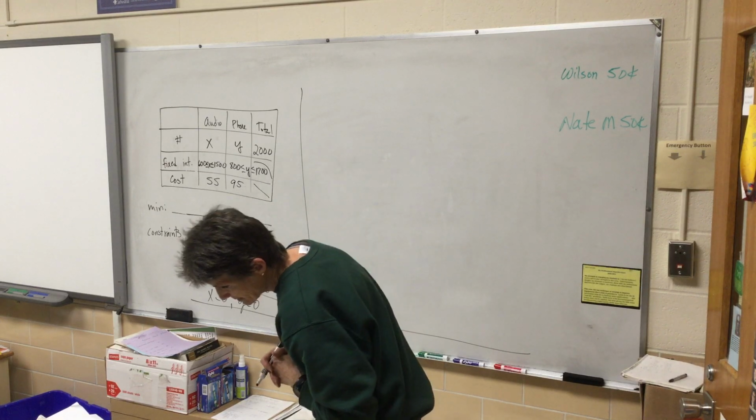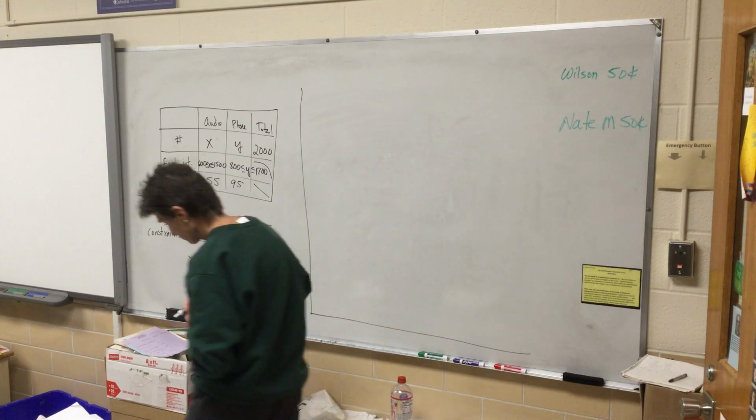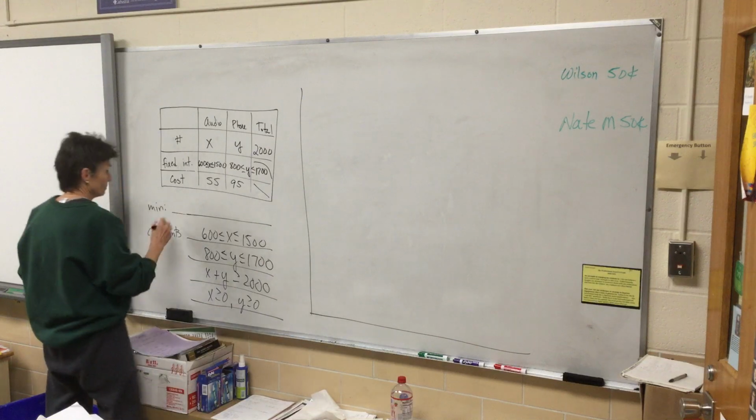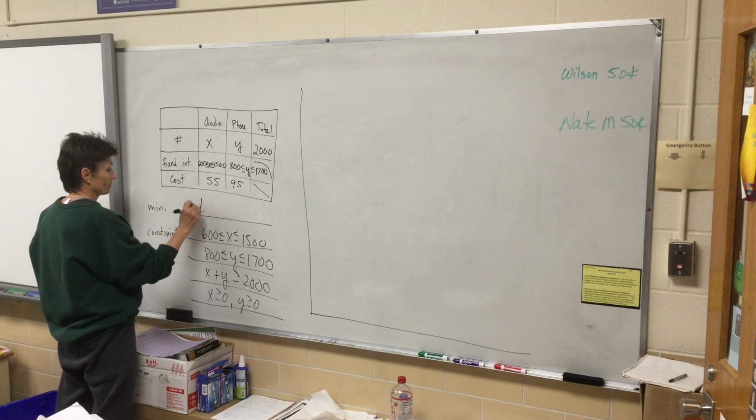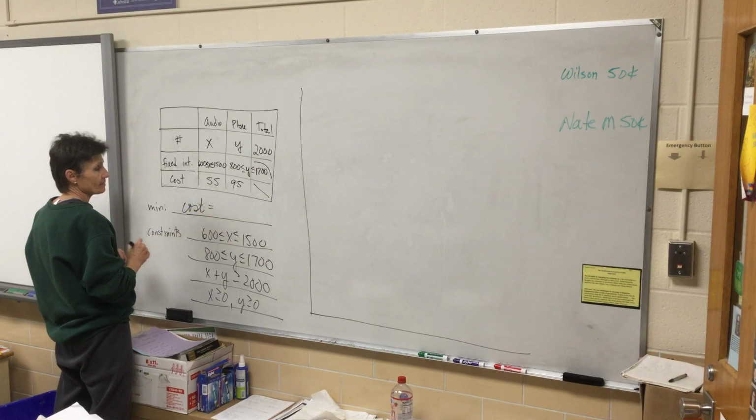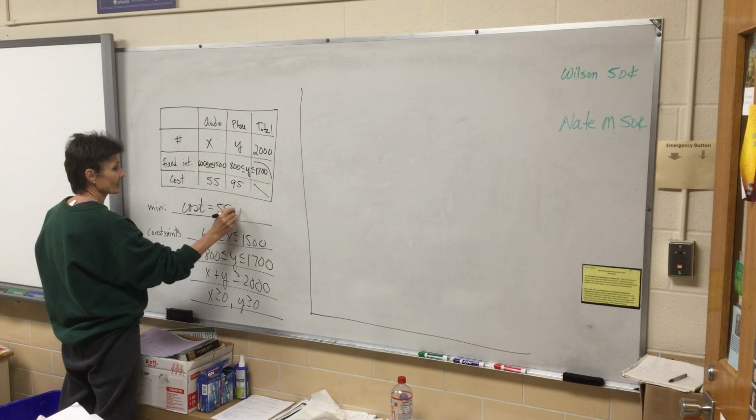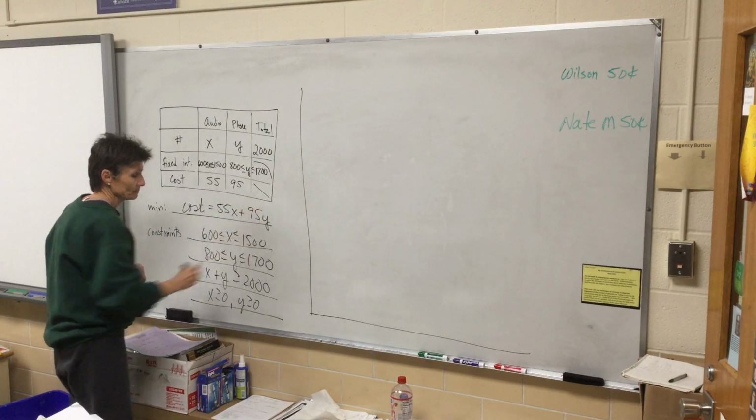Now, what am I minimizing? Cost, which will be 55x plus 95y.